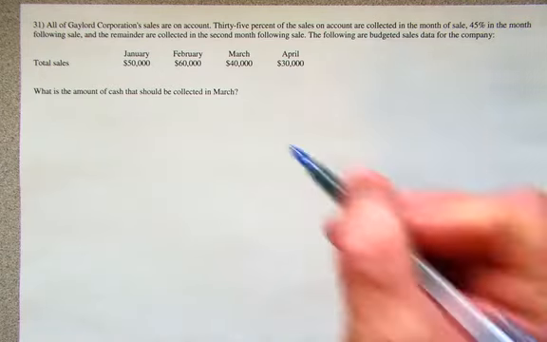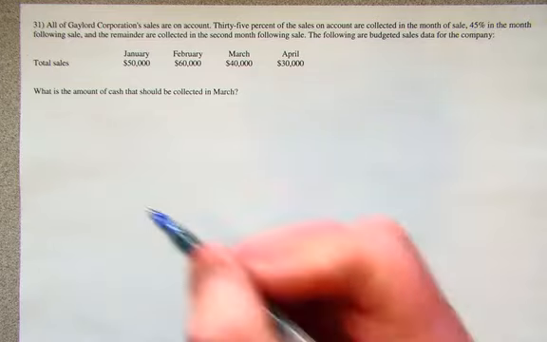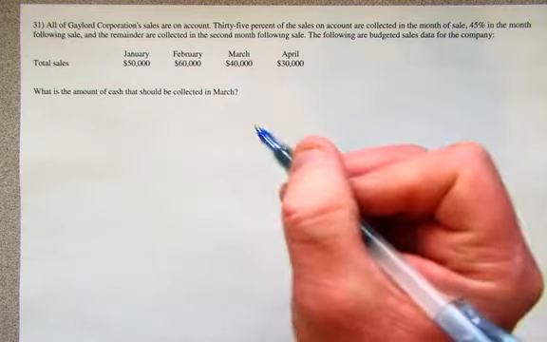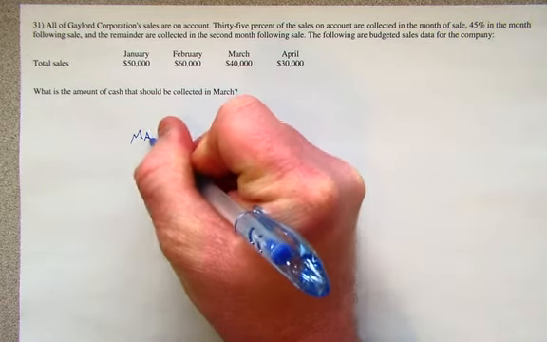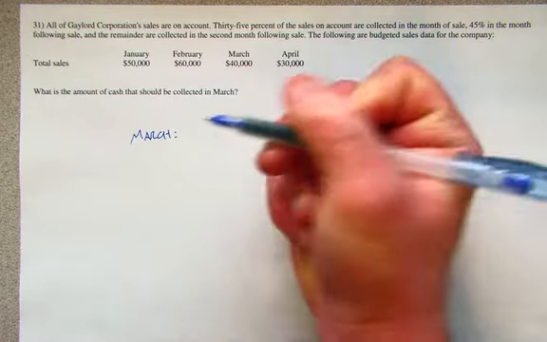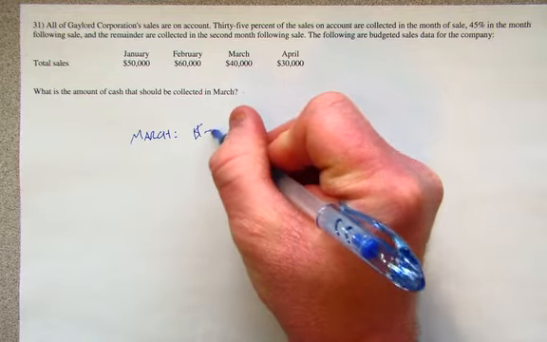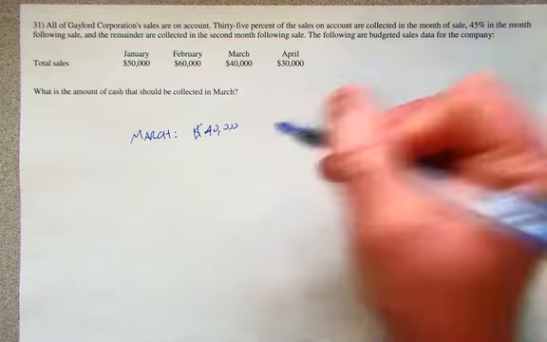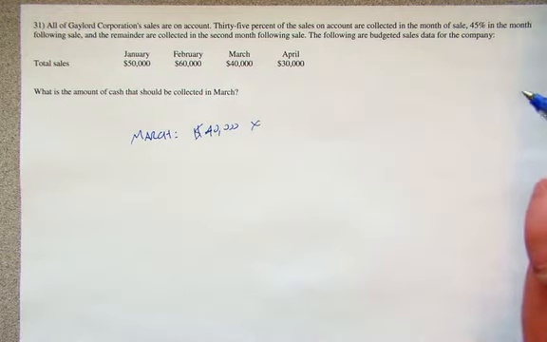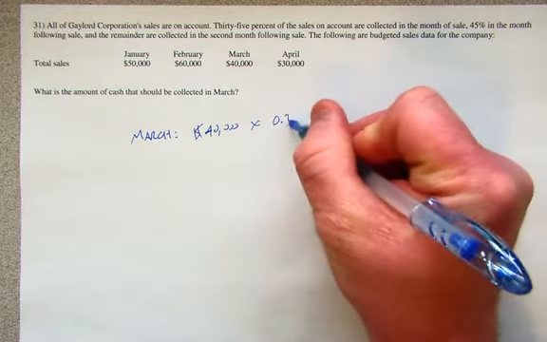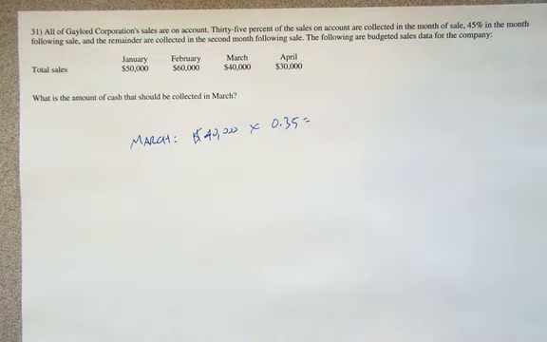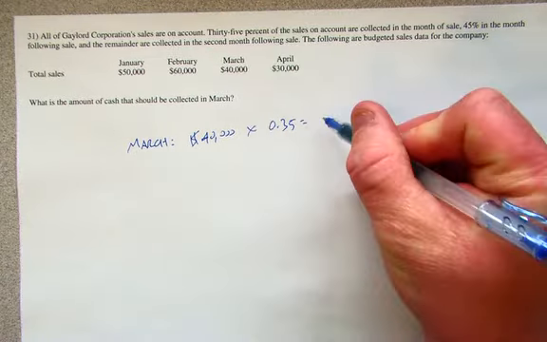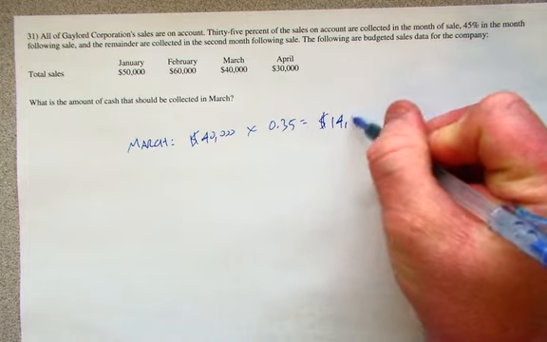So we're looking for cash collections for March. The place to start would be March's sales revenue, which is 40,000, and we expect to collect, it says, 35% in the month of March. So we'll be collecting that money during the month of March. 40,000 times 0.35 is $14,000.